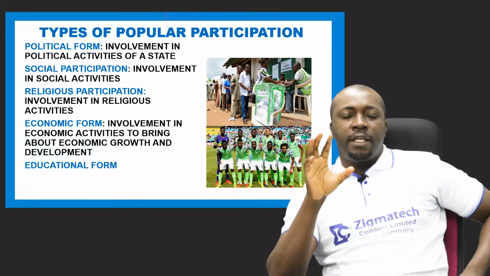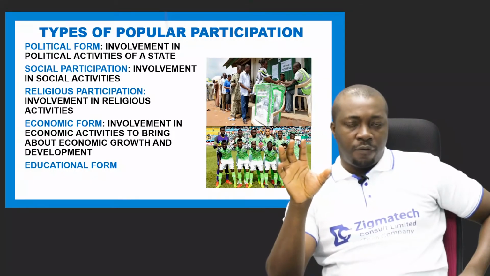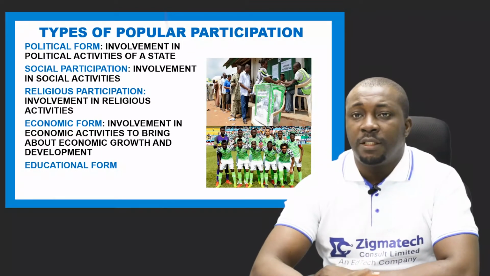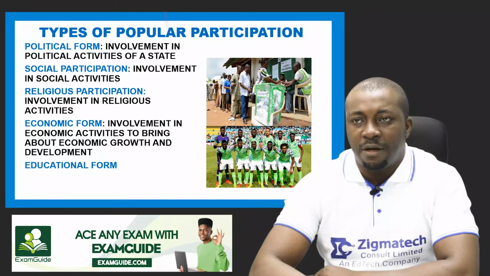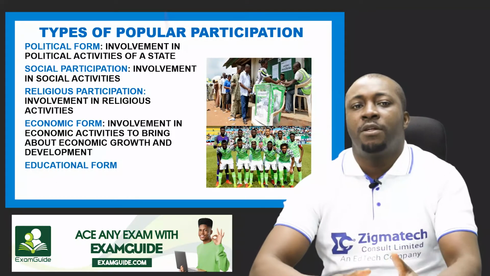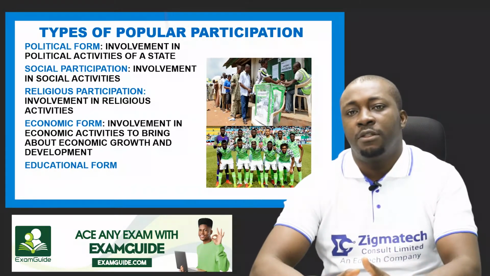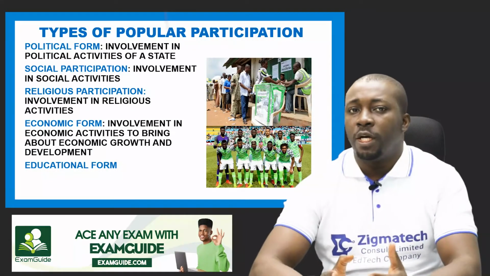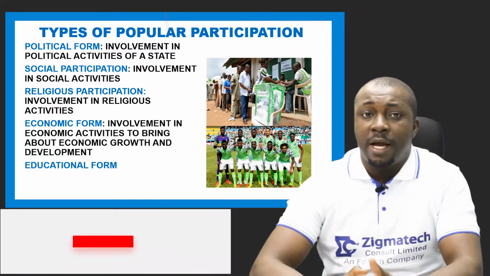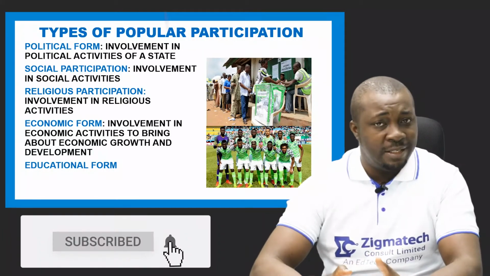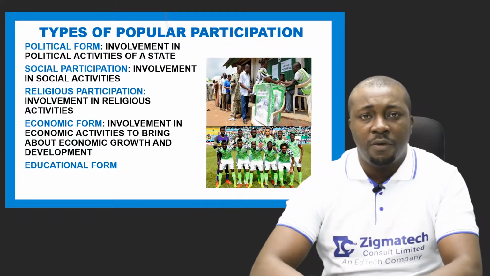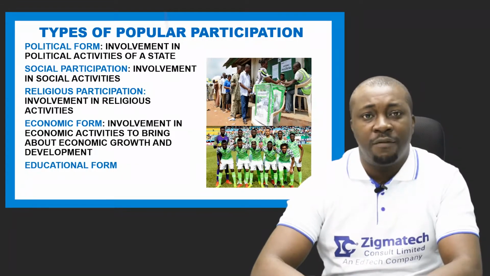Now, one is political participation, the political forms. Political participation is the involvement of citizens in political activities of their state. Here we talk about things like registering to vote, voting during election, contesting for election, joining political parties, attending political rallies. So it's about being involved in political activities and governance of the state.